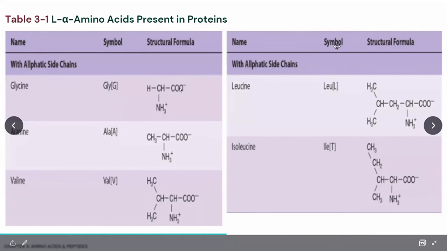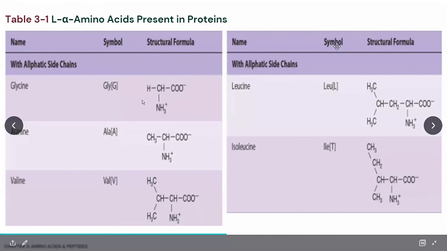Alpha carbon, carboxyl group, amino group. Whatever is here, since this is not a carbon, is not considered a side chain. So this amino acid has no side chain or no R group, and it is the smallest if you compare it to others.